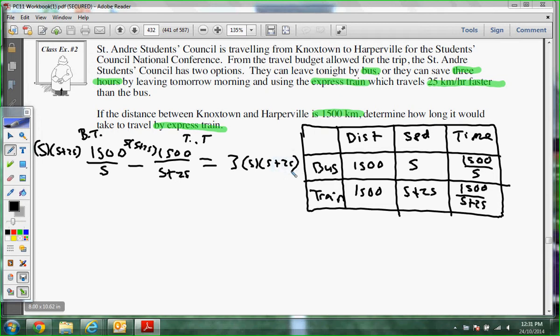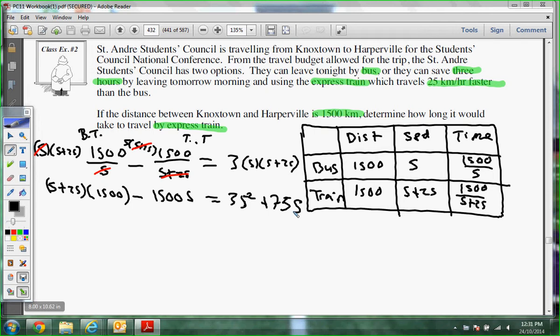Okay, and so on this one, the S's cancel. On this one, the S plus 25s cancel. So I'm going to have S plus 25 times 1,500 minus 1,500 times S equals 3S squared plus 75S. Man, my 5's and S's are not very different. 75S.